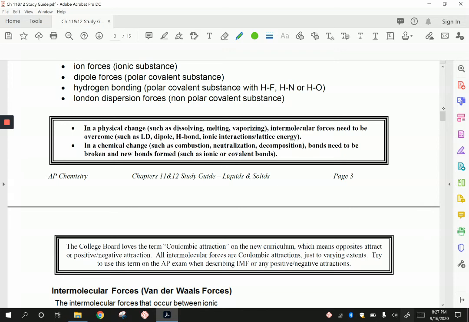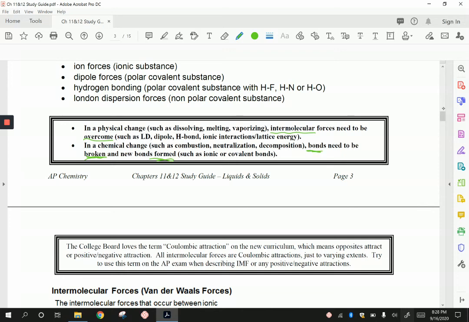So in a chemical change, you break and form bonds. In a physical change, you overcome intermolecular forces. And I'd like you to use those words. So with intermolecular forces, you want to say overcome intermolecular forces. But with bonds, you want to say broken and formed.